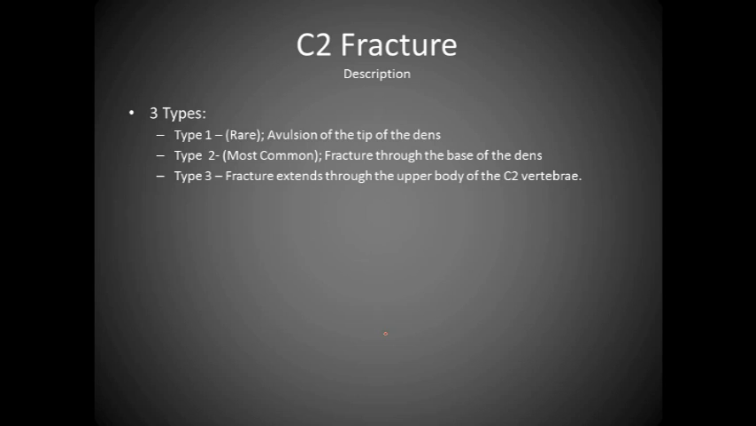So that brings us to a C2 fracture. There are three types. Type 1 is very rare, which is simply just an avulsion of the tip of the odontoid. Type 2 is the most common, which is a fracture through the base of the odontoid. And type 3 extends through the upper body of the C2 vertebrae. So basically, if we say that this is the odontoid, type 1 is just going to be an avulsion fracture of this. Type 2 is going to be a fracture here, and type 3 is going to extend all the way down here.